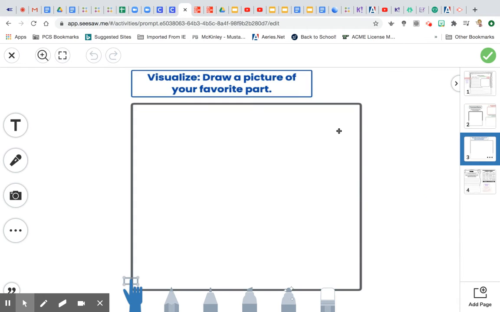Then here is visualize: draw a picture of your favorite part. Grandpa told a lot of stories, and not a lot of them were illustrated. So maybe you can draw a picture of one of the stories he told, maybe the golden baby carriages, or his goats singing to the president. There are a lot of fun things you could draw.